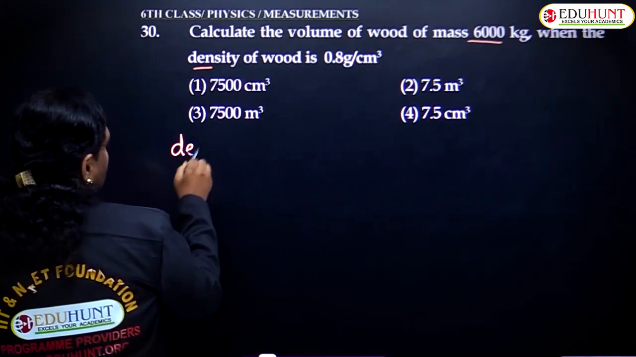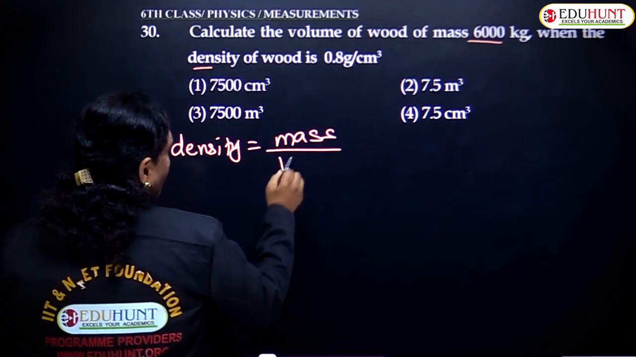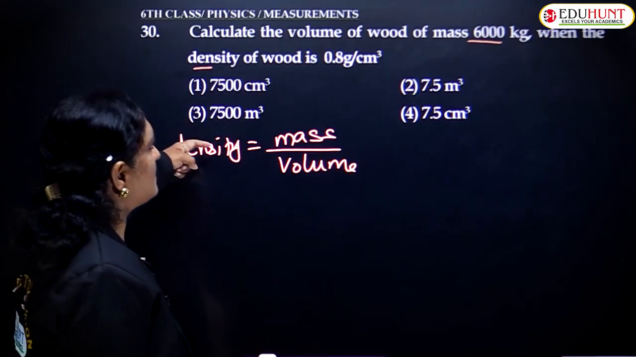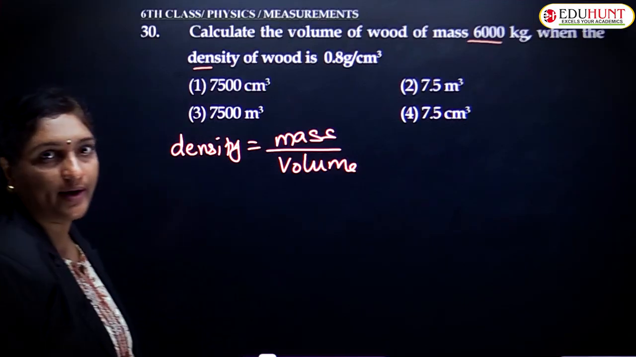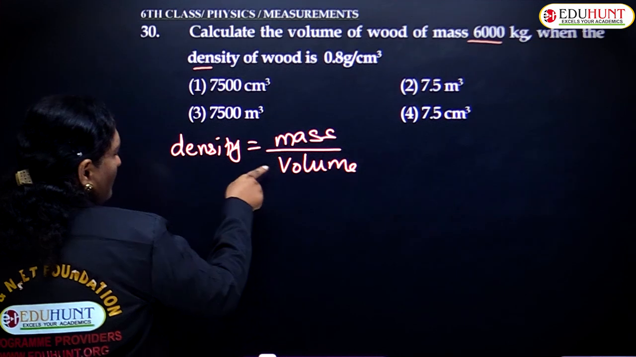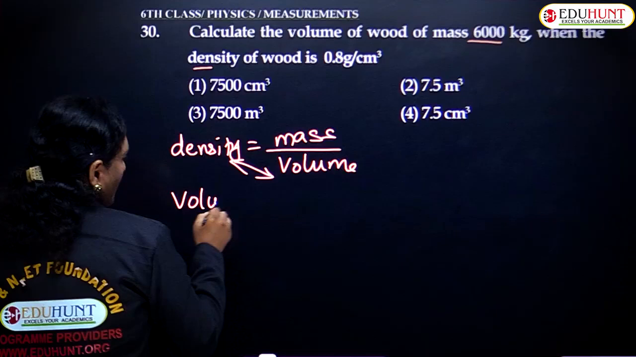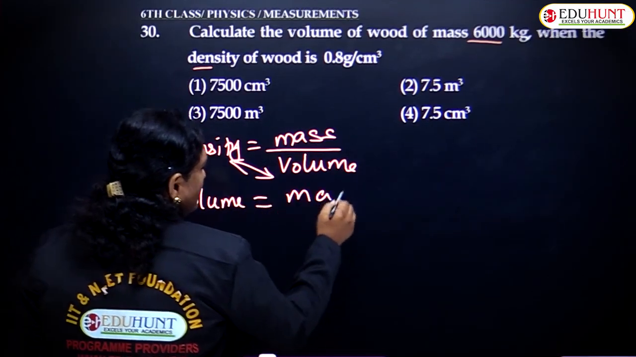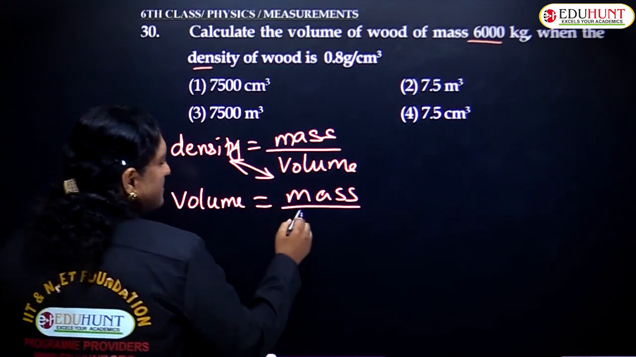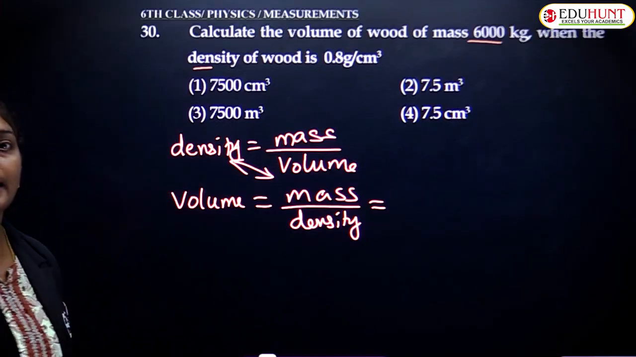So formula again, density equals mass by volume. You are given the value of density as well as mass. You are asked to find out volume. So bring this volume here and carry this density there. Interchange. Then volume equals mass upon density. So in order to find the volume, the formula for volume is mass by density.